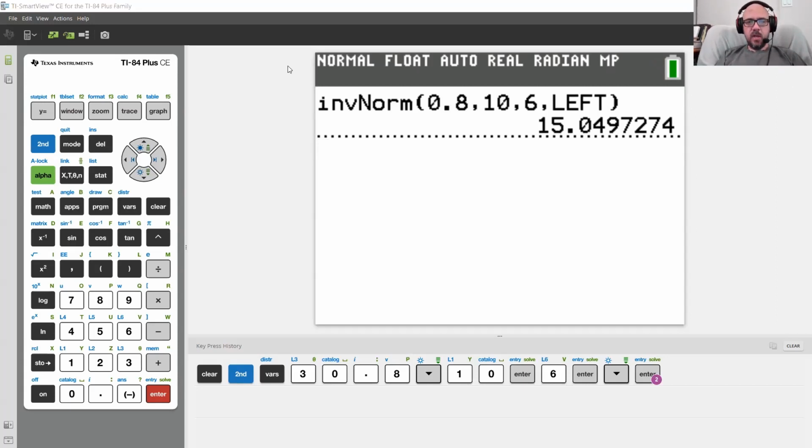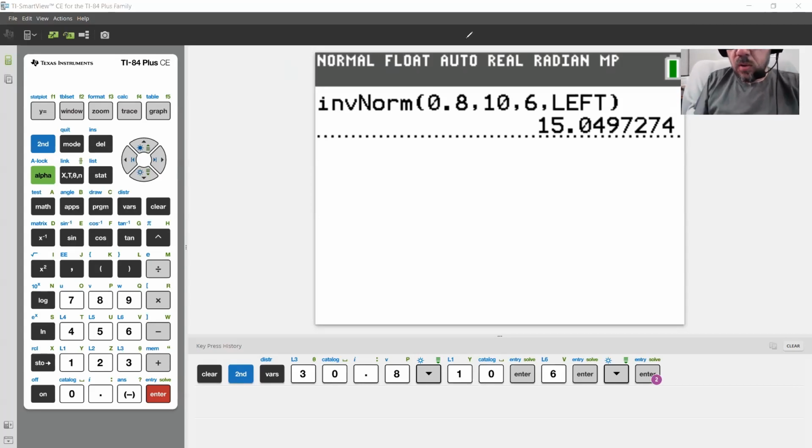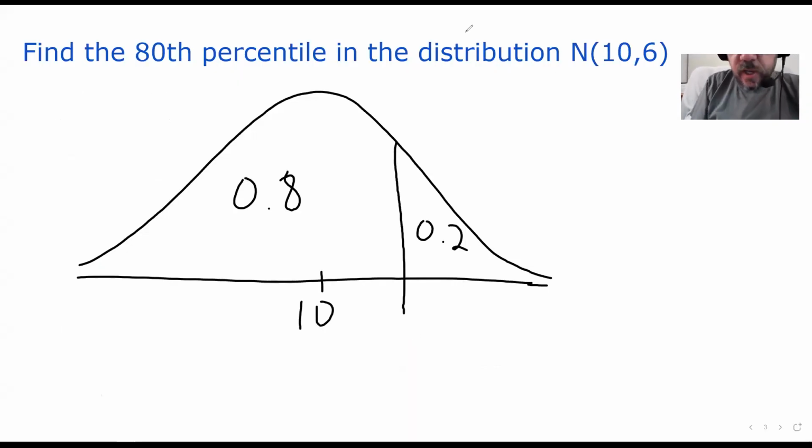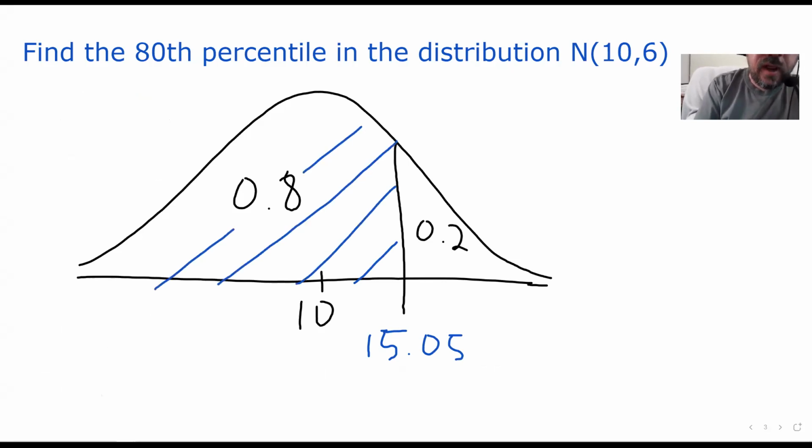So if I go back here, that means the question mark here, let's erase that, is 15.05. So 80% of the area is to the left of 15.05 and correspondingly 20% of the area is to the right. We would say that 15.05 is the 80th percentile of this distribution.